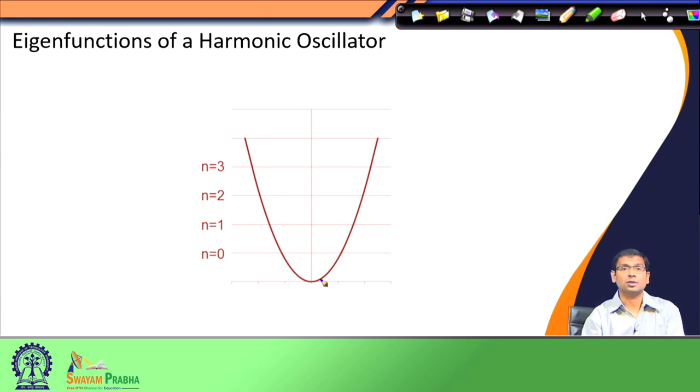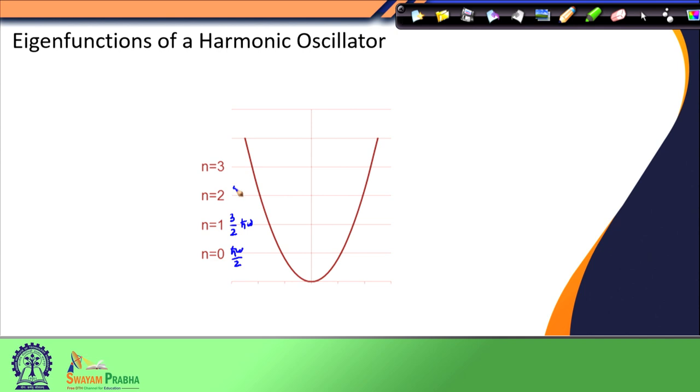This is the harmonic oscillator potential. If you remember the energy eigenvalues that we discussed, when n equals 0, 1, 2, 3, the energy values are all equispaced. Just to remind you, the energy here is 1 by 2 h bar omega, this is 3 by 2 h bar omega, this is 5 by 2 h bar omega, and so on and so forth. And this is the lowest eigenvalue or the lowest state of the harmonic oscillator, and the energy that it has is called the zero point energy.